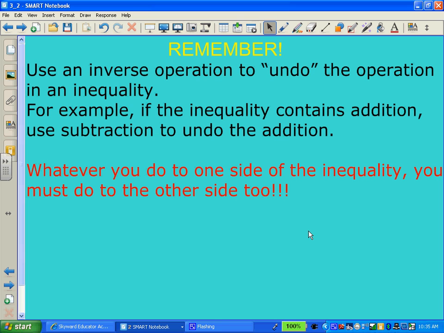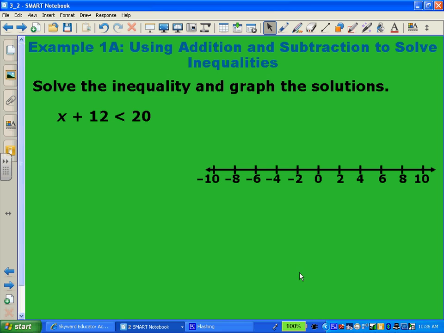So first of all, remember from chapter 2 that we use inverse operations to undo operations in an inequality. So if it has addition, we would use subtraction. And also the rule that we emphasized in chapter 2 as well, whatever you do to one side of the inequality, you have to do to the other. Don't forget about that. So here's an example, and what you'll be asked to do today is solve and graph.